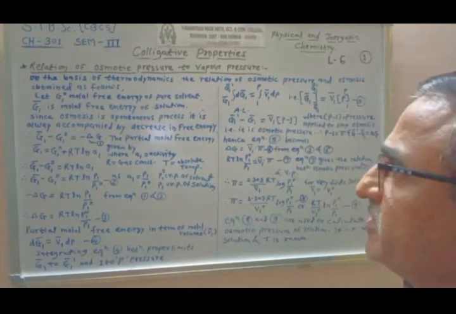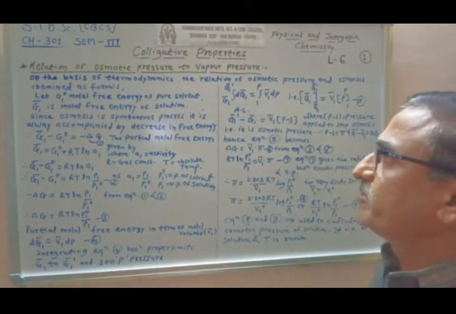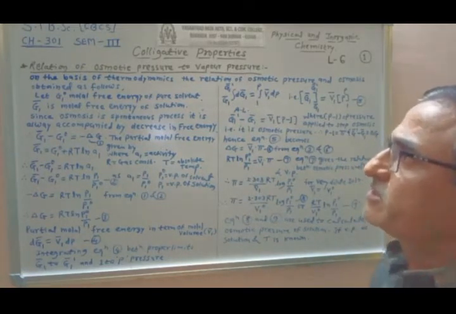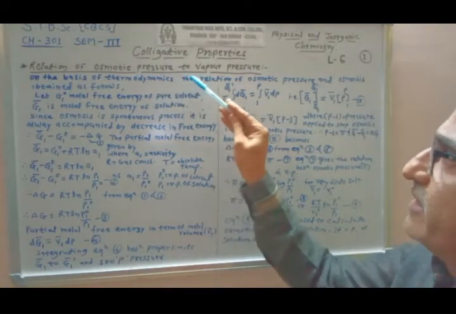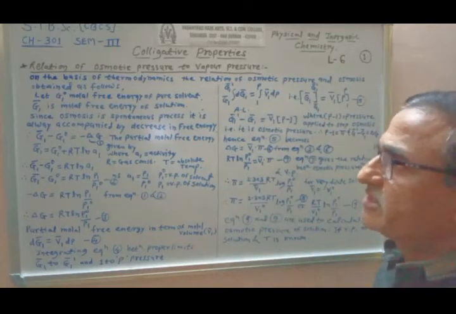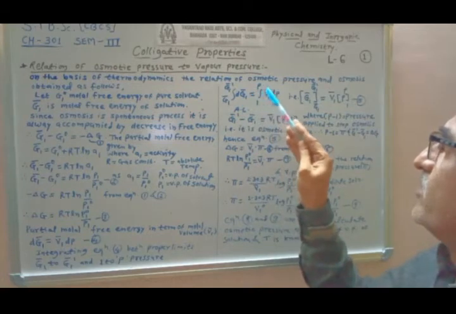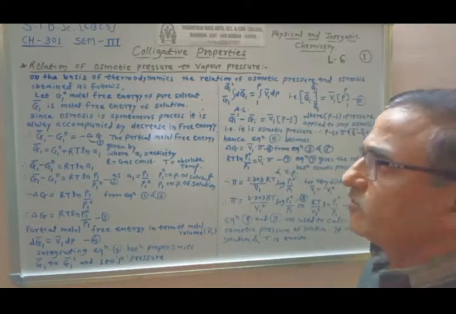Friends, after studying the Berkeley and Hartley's method to determine the osmotic pressure, now we have to obtain the relation between osmotic pressure and vapor pressure. So now we have to obtain the relation here. On the basis of thermodynamics, the relationship of osmotic pressure and vapor pressure is obtained as follows.